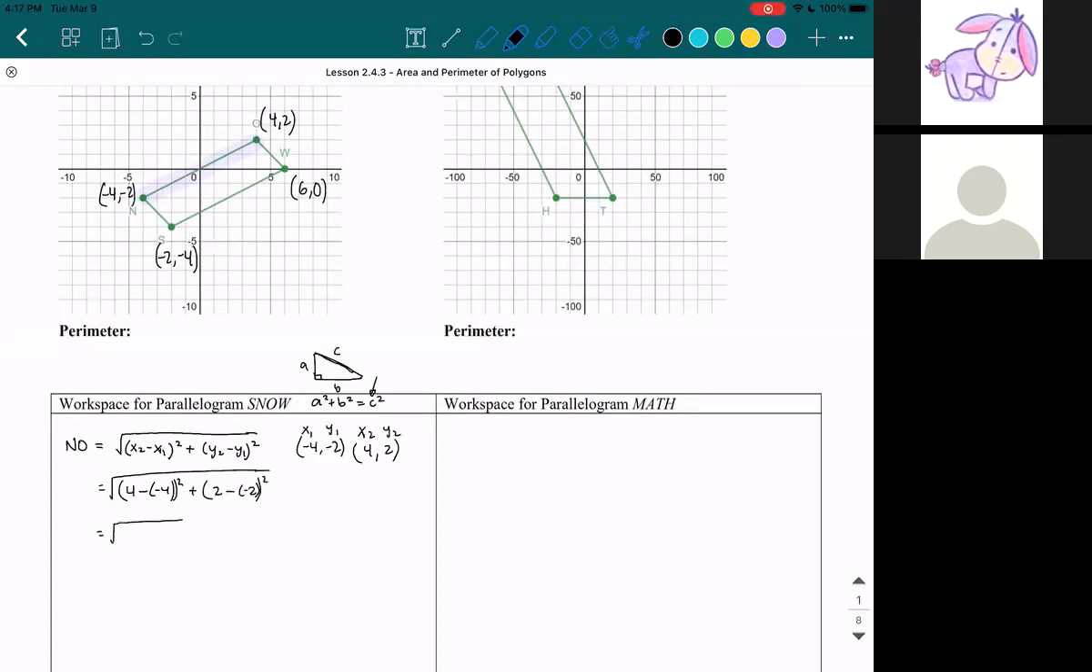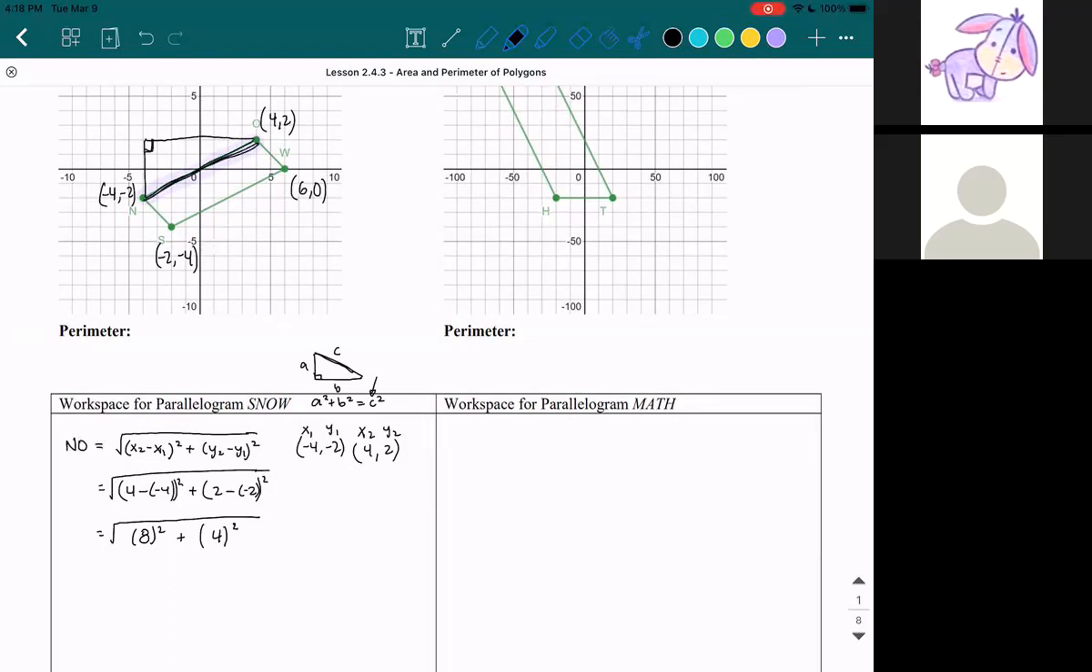So I plugged it into the formula so far. 4 minus -4, remember when you subtract a negative, that is the same thing as adding the positive. So this is really 4 plus 4, which gives me 8 squared plus 2 minus -2. So same idea, 2 plus 2 gives me 4 squared. Okay, so here's where this relates to the right triangle. If I were to draw a triangle with this diagonal line, I would connect it like that. Here would be my right angle, and we would be looking for the hypotenuse of our right triangle.